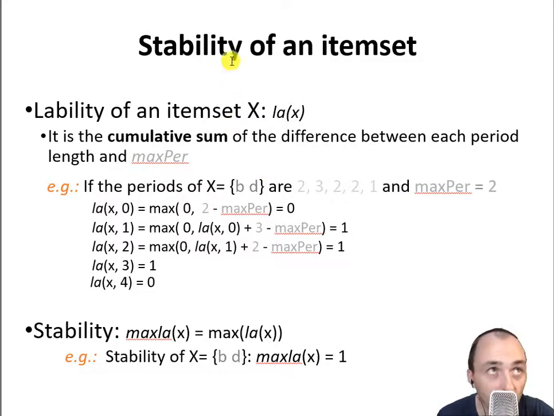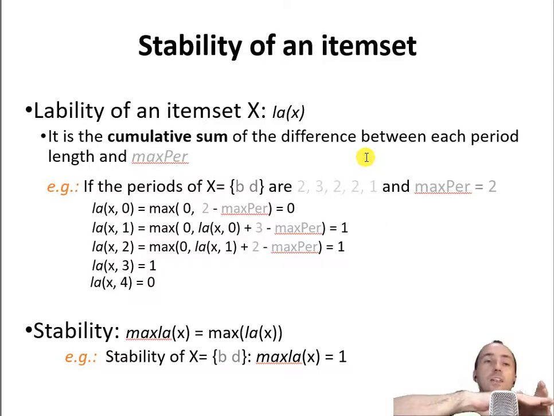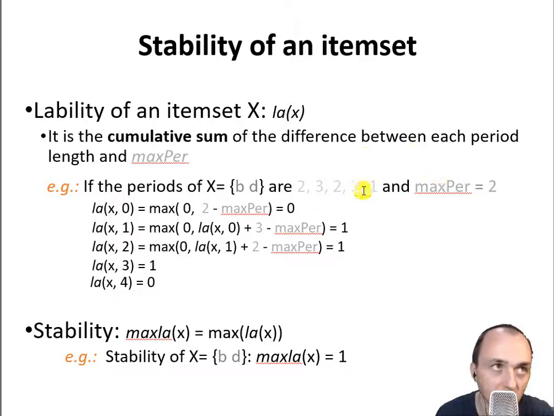Okay, so we want to find some item set that has a stable periodicity. Usually it will be periodic, but it will be more or less stable. So we define the liability of an item set as a new measure called LA(X), the liability of X. It is the cumulative sum of the difference between each period and the maximum. So we have the maximum, let's say 1 week, and if we exceed 1 week, then we accumulate by how much we exceed over time. And if we accumulate too much, we say it is not periodic. That's the main idea.